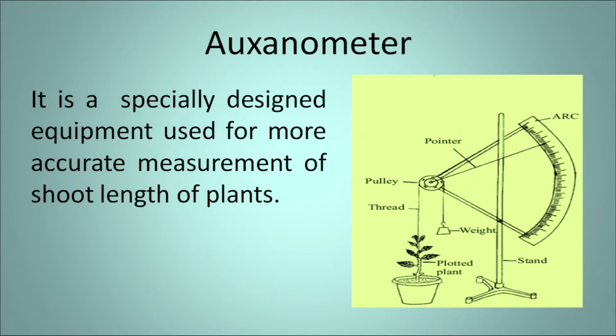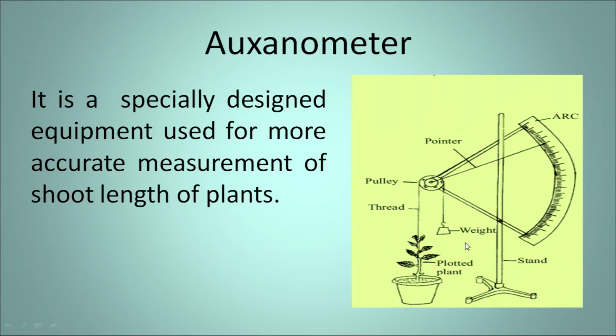This can be performed in a potted plant, and in this a thread is tied to the tip of the shoot that grows in a pot, and the other end goes over the pulley, and a weight is attached to the other open end of the thread. Now, to this pulley there is also a needle attached, and this needle slides onto the scale of this arc. There is this arc and you can see the scale.